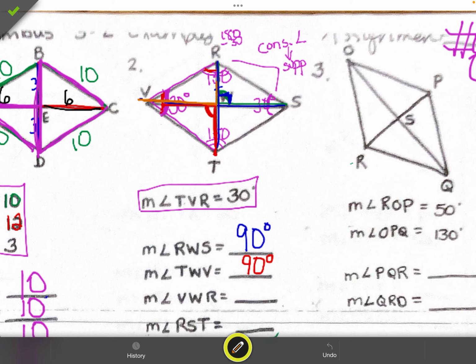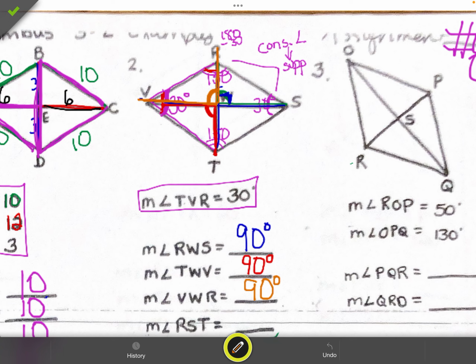V to W to R is that angle right there. So it's this piece right here that I'm marking with the arc. Again, it's made by the diagonals. They are perpendicular, so they make right angles. So that would be 90.